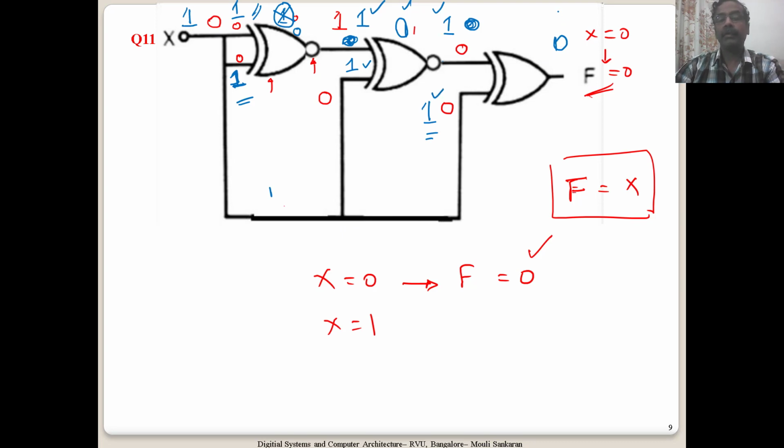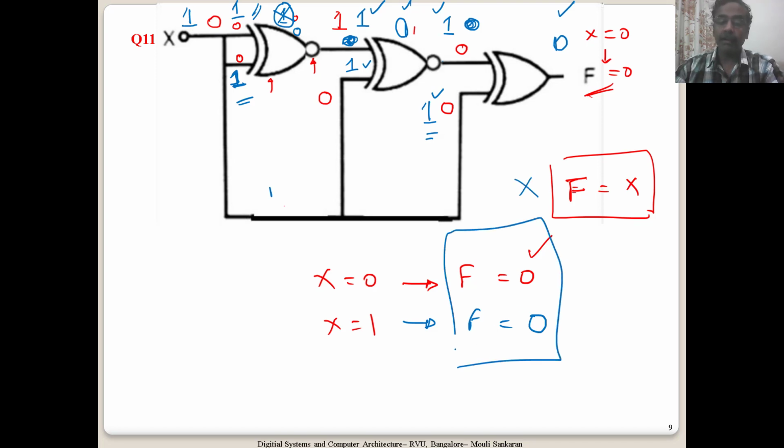So 1, 1 is going to give us 0. That means if I give x is equal to 1, f is going to be 0 again. That means this is not correct. F is equal to x, you cannot say. F remains 0 irrespective of whatever is the value of x. 0 or 1 is going to be 0. So you need to say the final answer is f is equal to 0 is the expression.